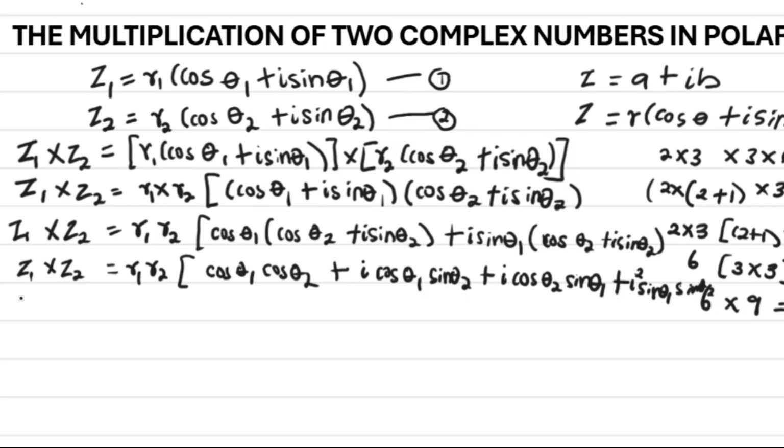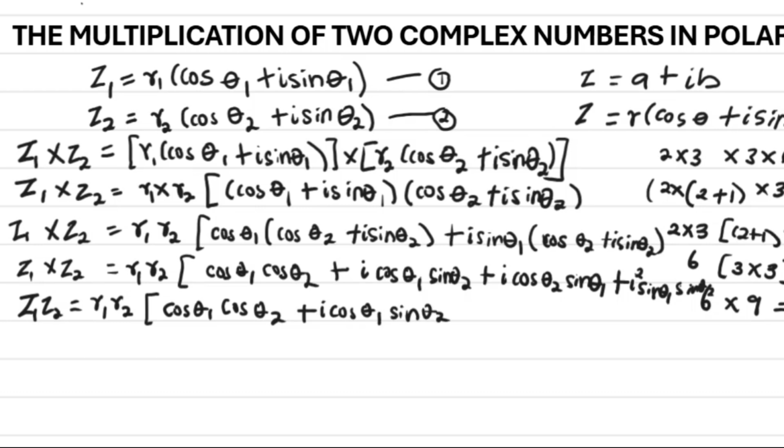So here, Z1 Z2 is going to give us what? R1 R2, open bracket, cos theta 1 cos theta 2 plus i cos theta 1 sine theta 2 plus i cos theta 2 sine theta 1 plus, now i squared is what? Minus 1. So instead of writing this plus, we can just put minus. So this will be minus sine theta 1 sine theta 2.